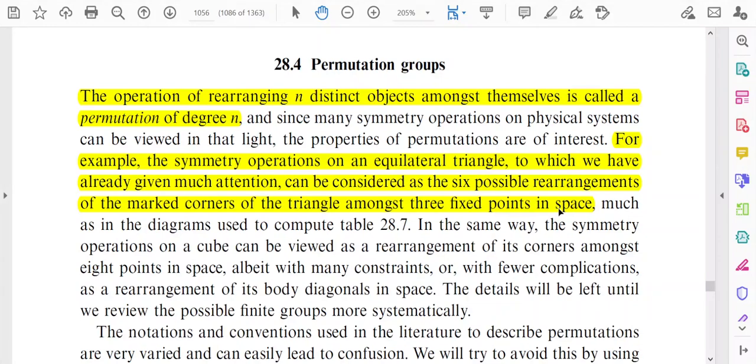In the same way, if you consider a cube, the symmetry operations on a cube can be viewed as a rearrangement of its corners amongst 8 points in space.